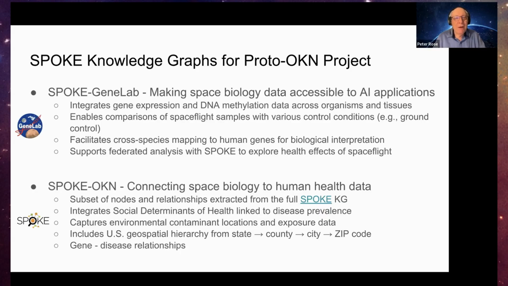Now, a lot of those experiments are done, for example, on model organisms like mice or rats, but we really need to map that to human health. So part of Spoke GeneLab is a mapping of those rodent genes to human genes. So that's there, so we can see what that effect is on human health.